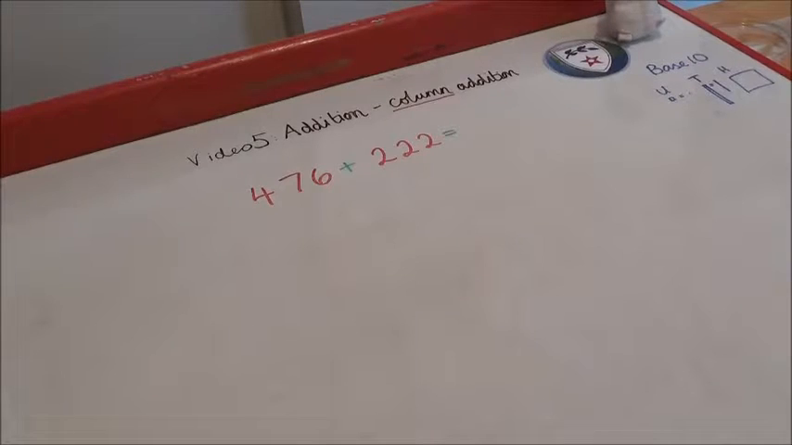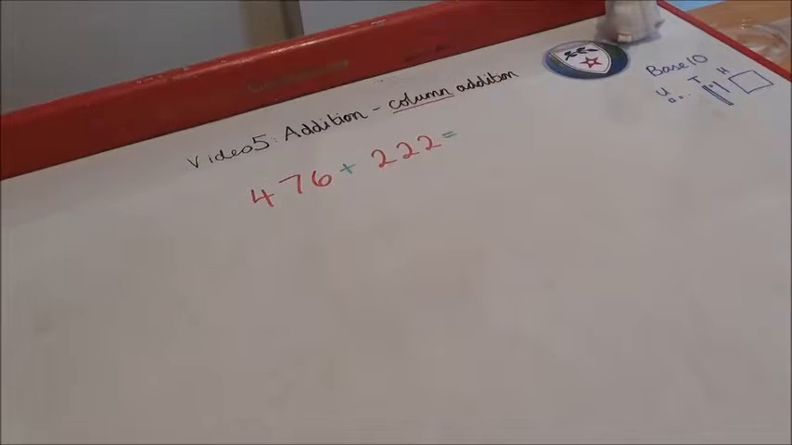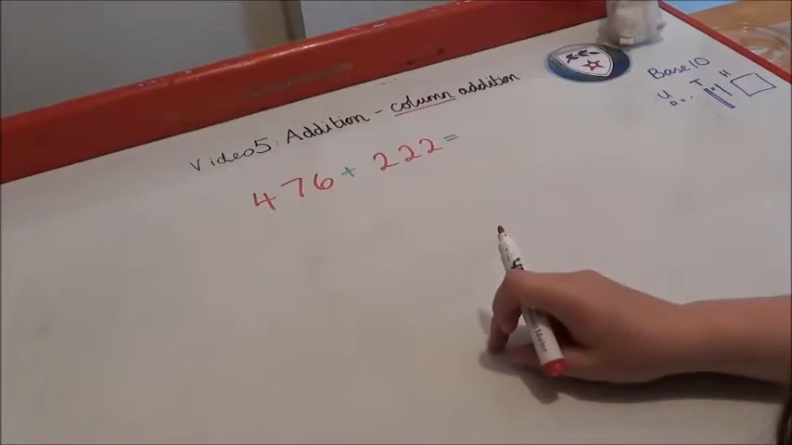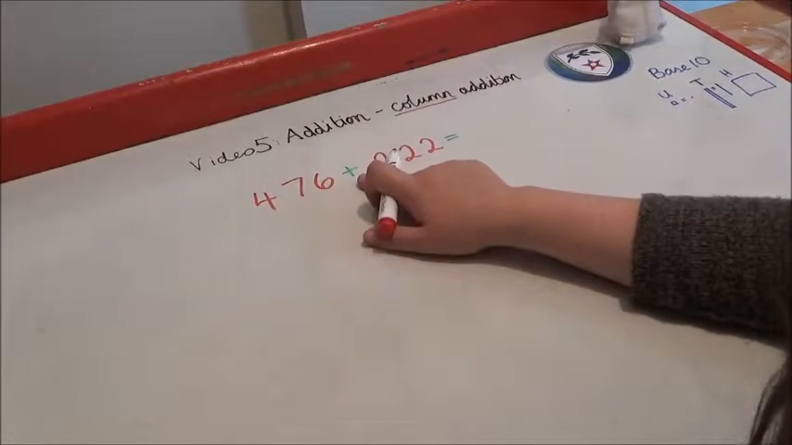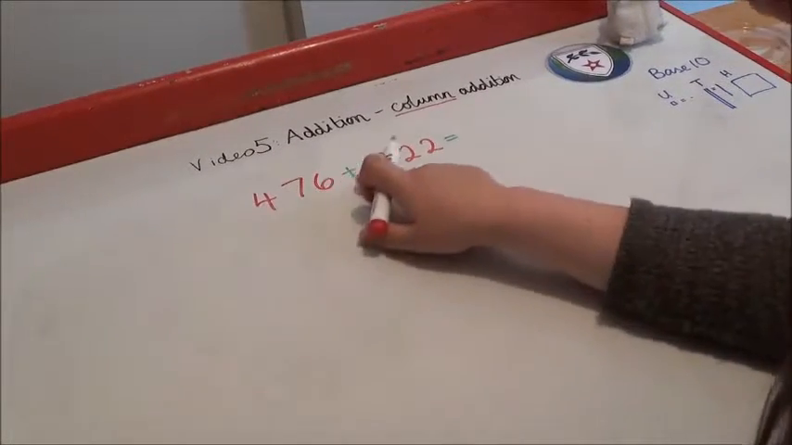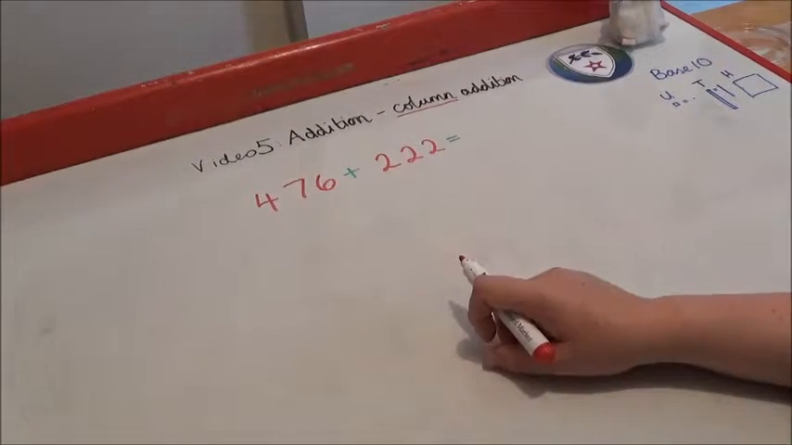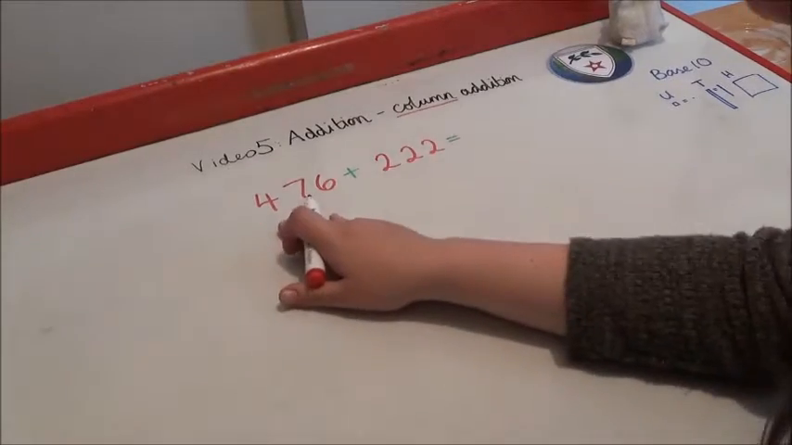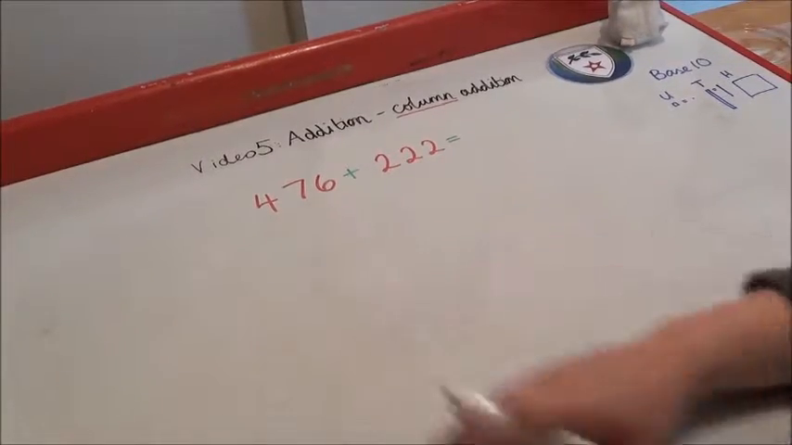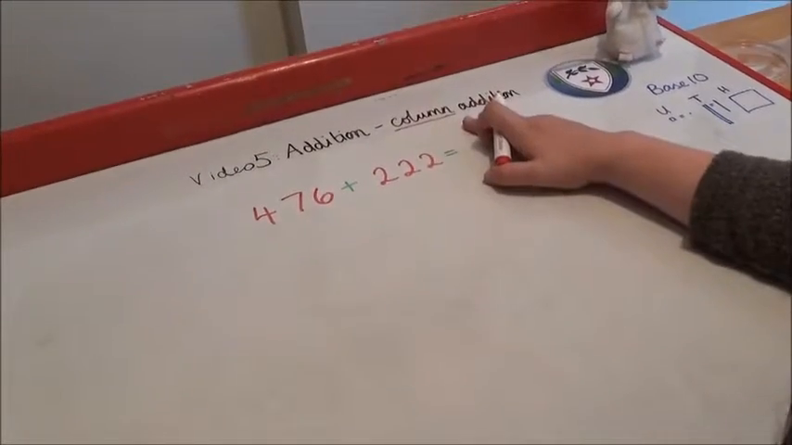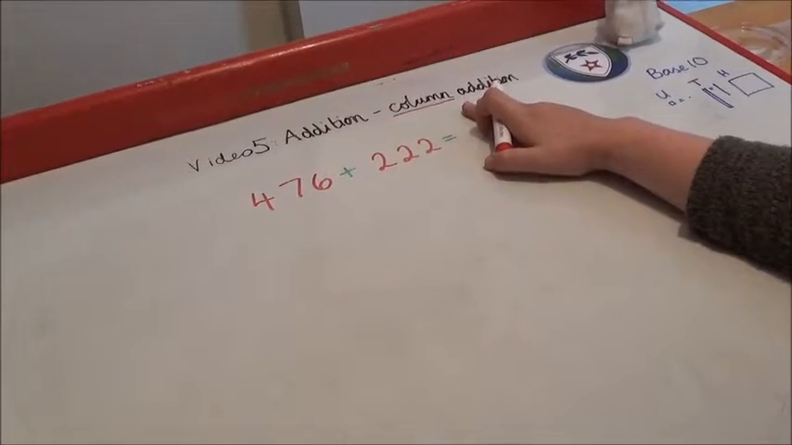Okay, so we're going to start off with this calculation here, this sum. So we've got 476 here. We're going to make an increase to this number, we're going to make this number bigger, we're going to add 222 to it. Now I think many of you could probably do this mentally, but I'm just going to use these 3-digit numbers to show you how we're going to use the column strategy for column addition.